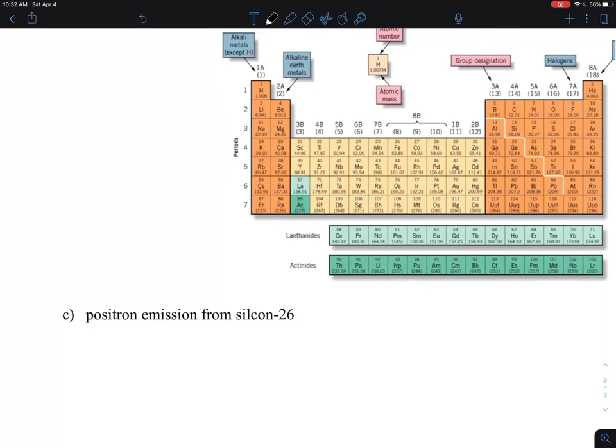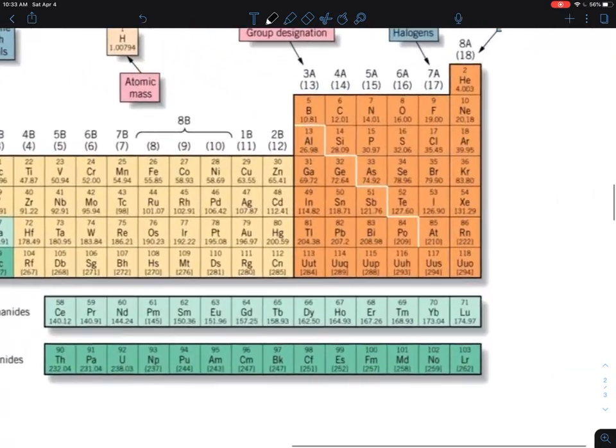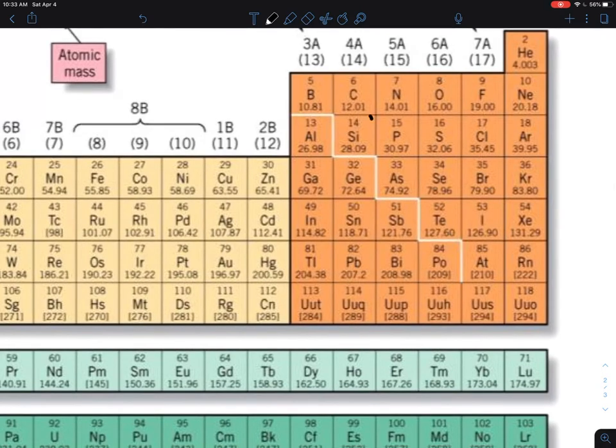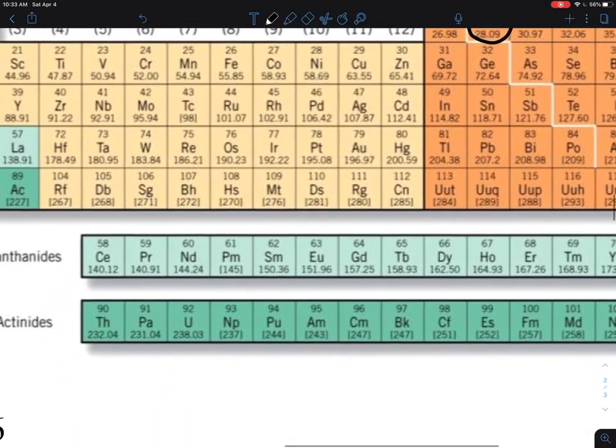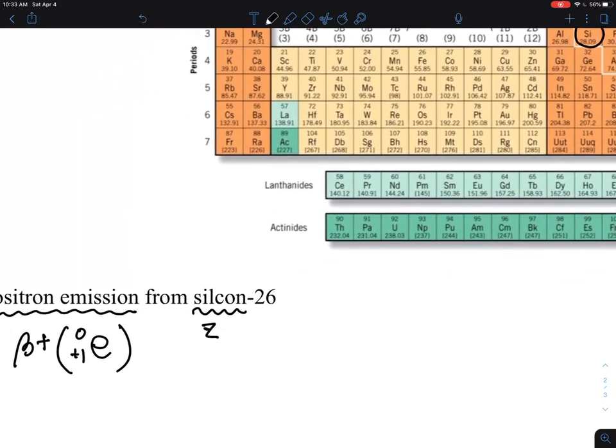Okay, the third one is a positron emission. Positron, we are using symbol e, no mass, and the charge is +1. Okay, so this is how it looks. And the silicon, where are you here? Do you guys see the silicon here? Right, silicon, I know it. Yeah, this right here, that's group 4. Silicon is underneath the carbon, okay? So silicon is number 14, so Z is 14 here, and then N plus P is 26.